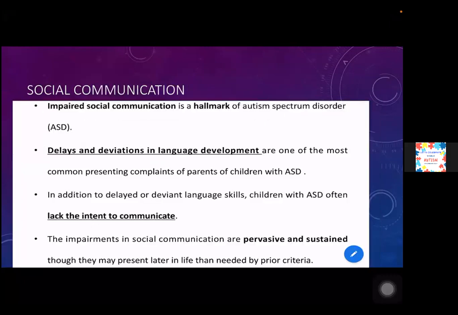Impaired social communication is a hallmark of autism spectrum disorder. We need to know that autism spectrum is not a disease, it's just a deviancy from the normal. Delays and deviations in language development are one of the most common presenting complaints of parents of children with autism spectrum. This is also seen in our regular day-to-day practice when we ask the parents, didn't they notice earlier that the child was not responding to name call or was not socially active?